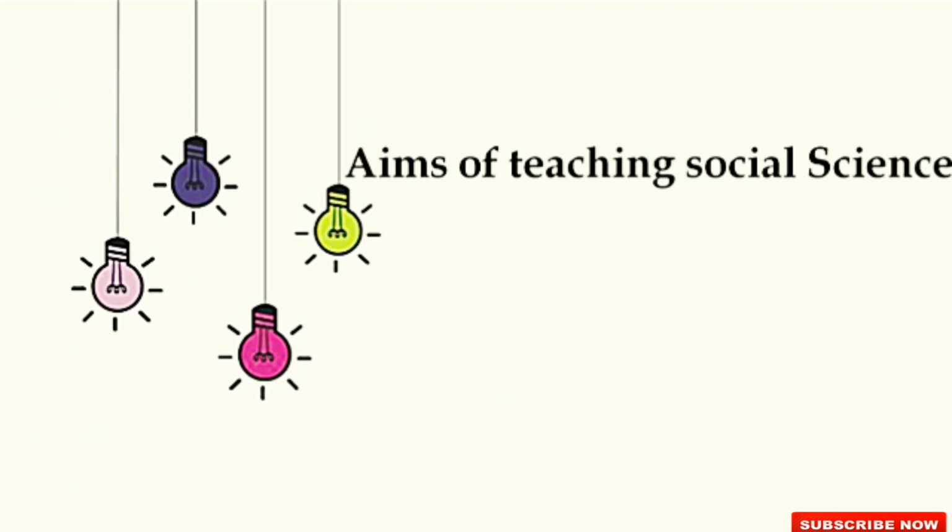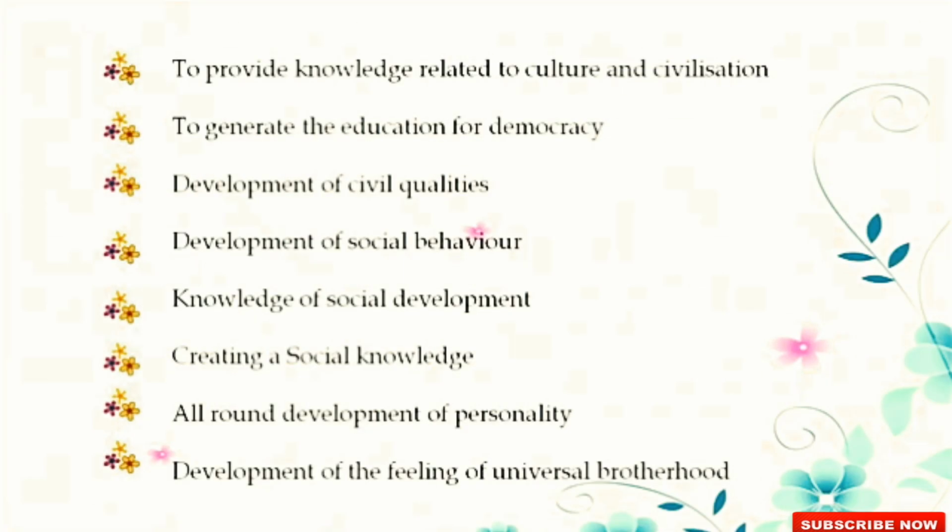Now we will discuss the aims of teaching social science in the modern context. The aim of teaching social science is to provide knowledge related to culture and civilization. Every civilization needs a culture to develop, and has to give its developed culture to the next generation as it is, to generate education for democracy. We the Indians need to know about everything. We need to progress the democracy. That is why we need social science education for our masses.